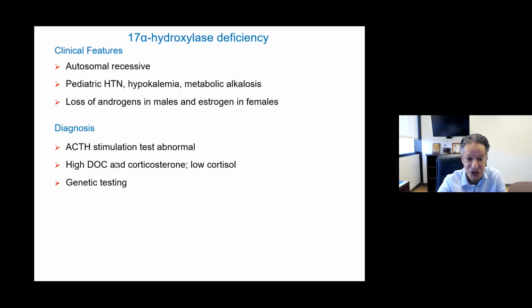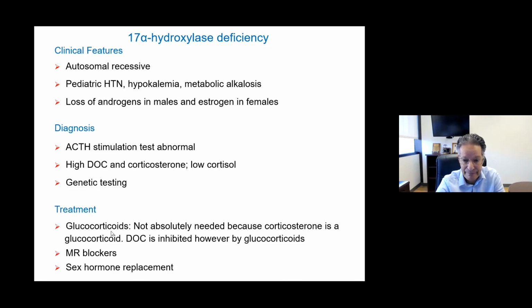But they do have high DOC and corticosterone with low cortisol. The DOC is what causes all this: the hypertension, hypokalemia, and metabolic alkalosis. And the corticosterone is high too, and it actually is a good glucocorticoid. So they tend not to be Addisonian in these patients, even though their cortisol is low. And genetic testing is the way to go.